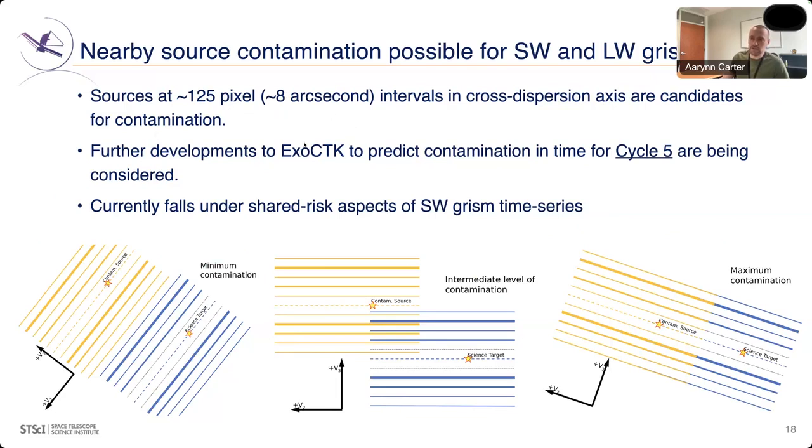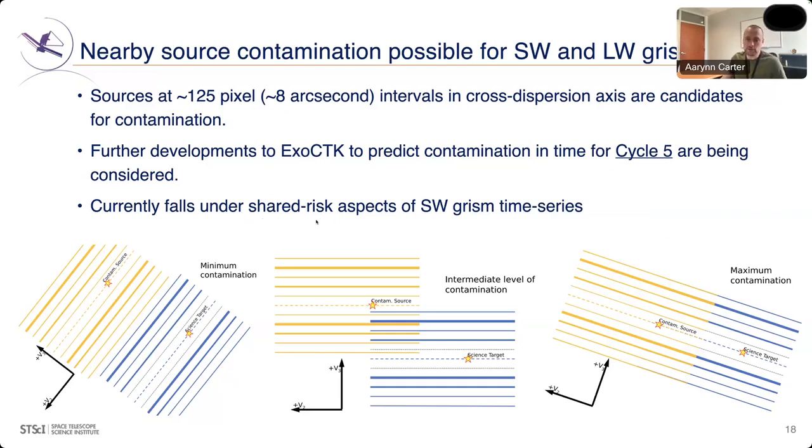We're considering further developments to XOCTK to produce some sort of contamination model in time for Cycle 5, so not Cycle 4. Maybe that will work in a similar manner to the nearest source contamination tool that maybe some of you are familiar with. But at the moment, it currently falls under the shared risk aspects of short wavelength Grism time series. Now, this is the first time I've mentioned this shared risk. This will come up a few times.